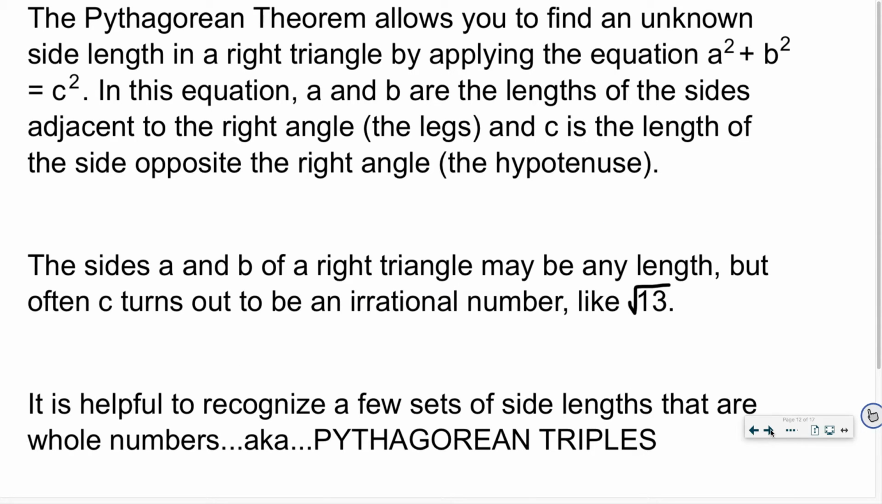So the Pythagorean theorem lets you find an unknown side length. We have a squared plus b squared equals c squared, and we've been working with that formula for a couple of days now. But sometimes our answer ends up being a crazy decimal, which we would refer to as an irrational number. Who remembers what it means to be irrational?